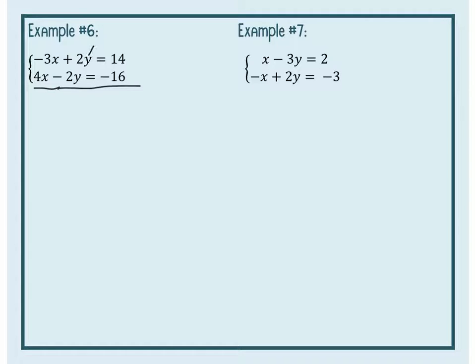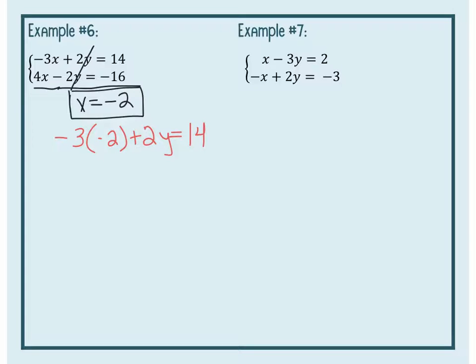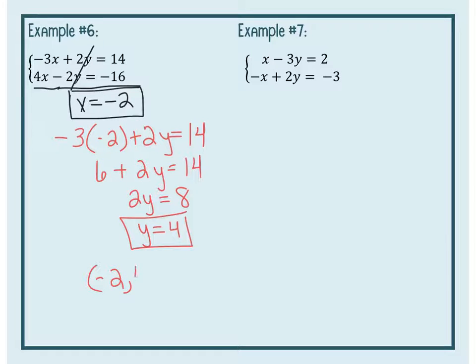Okay, so when I add them going straight down, I'm left with 1x equals negative 2. So actually, there's my x value. Plug it back into either equation. And I typically choose the top one unless the bottom one just absolutely looks easier. Okay. Distribute into your parentheses. And solve for y. Next step is to subtract 6 on both sides. Divide by 2. We get y equals 4. My final ordered pair is negative 2 comma 4.